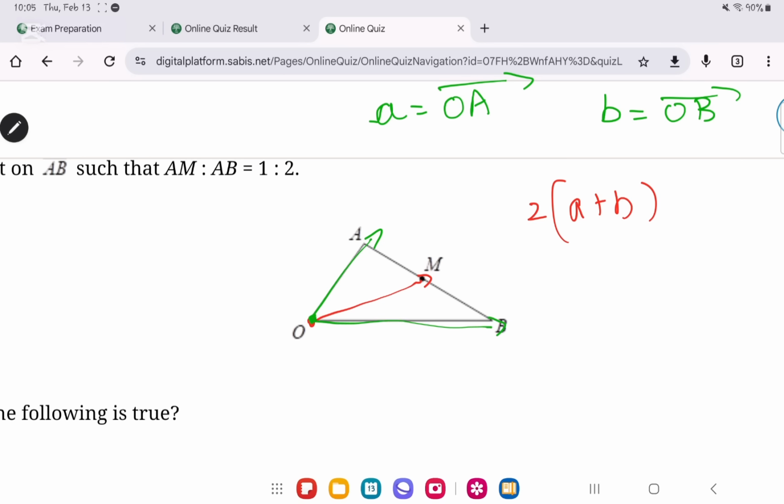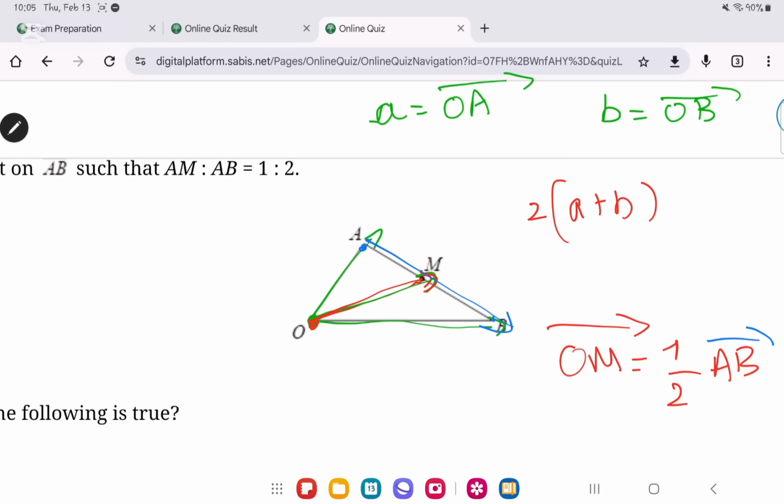What we should learn from before is that when you are saying anything towards the midpoint, it is equal to half of the opposing segment. Meaning that ray OM is equal to half of the opposing segment, which is AB. This is a very important thing we need to know. And AB, what is AB? We will take AB like this. So OM is half of AB.